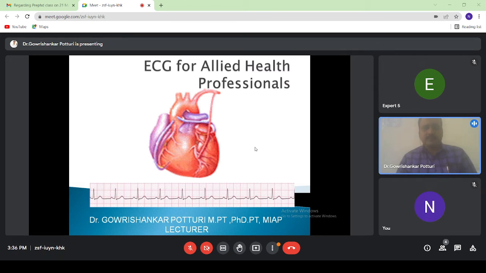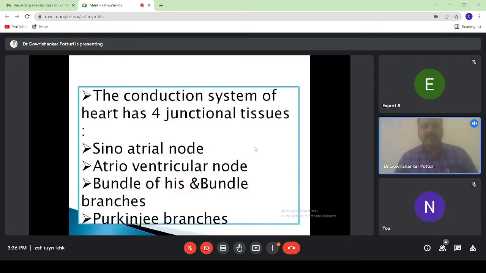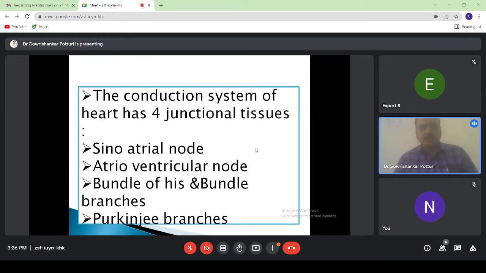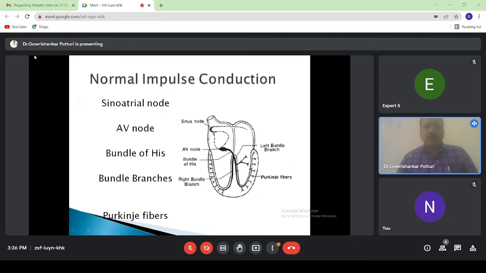Now to understand the ECG, first of all, we have to understand the conduction system of the heart. We have four conducting tissues: sinoatrial node, atrioventricular node, bundle of His and bundle branches, and Purkinje fibers. Now, how does the normal impulse conduction occur? If you have a normal pacemaker, then the sinoatrial node is the pacemaker. That is, the heart is in sinus rhythm. So the impulse is generated in the sinoatrial node.